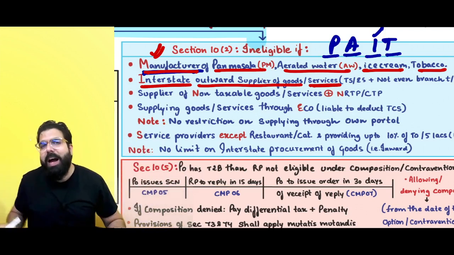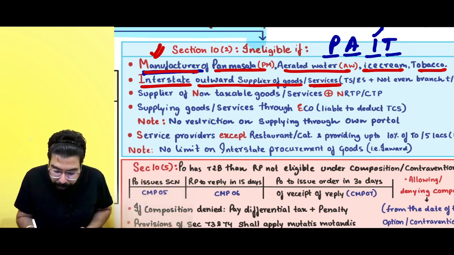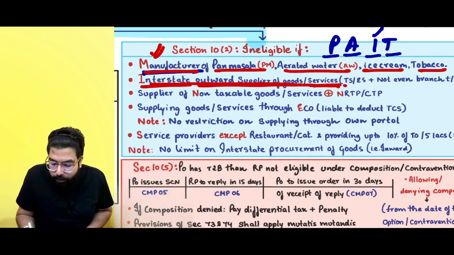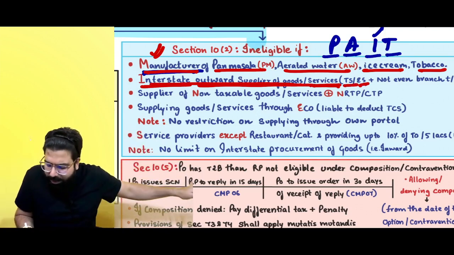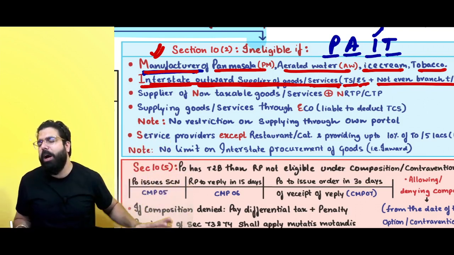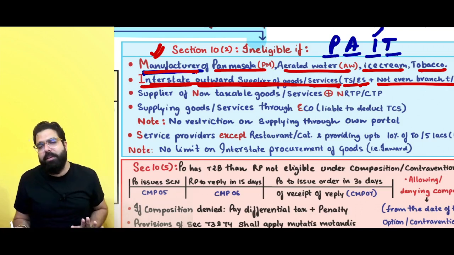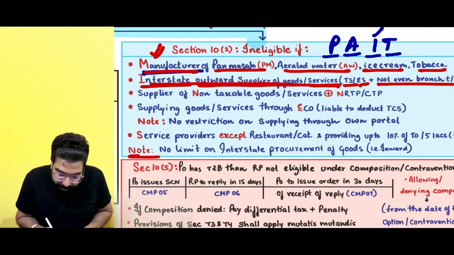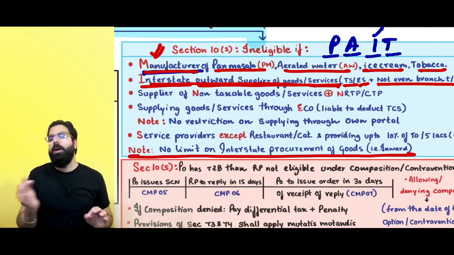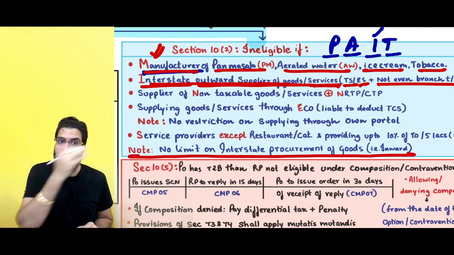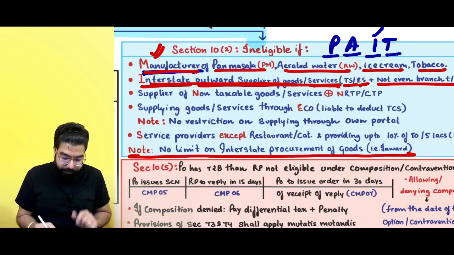Sir, what if I go ahead and purchase interstate? Baba, if you are purchasing interstate, that is fine, but interstate outward supplier, whether you are supplying taxable goods, exempted goods, not even branch transfer, you can't do if you are doing interstate. You are gone, you will become ineligible for composition scheme. But no limit on interstate procurement. Inward purchase can be done from outside the state, but you can't supply outside the state.